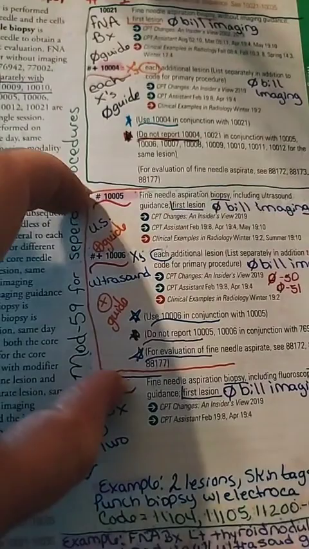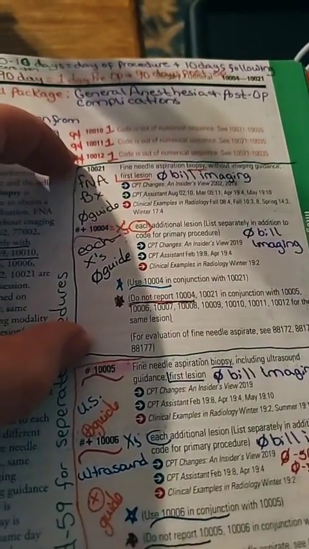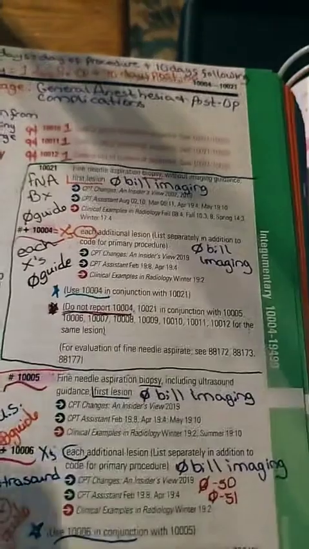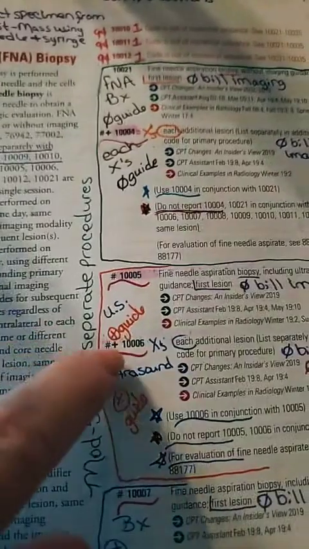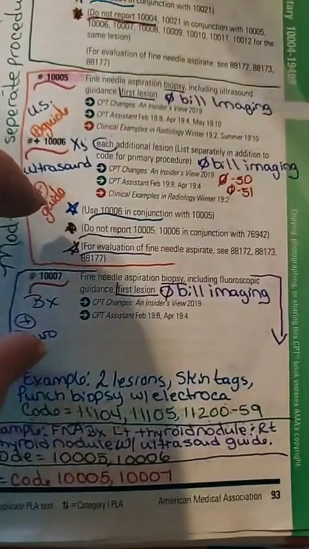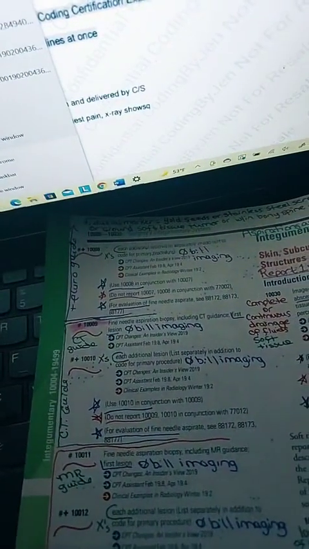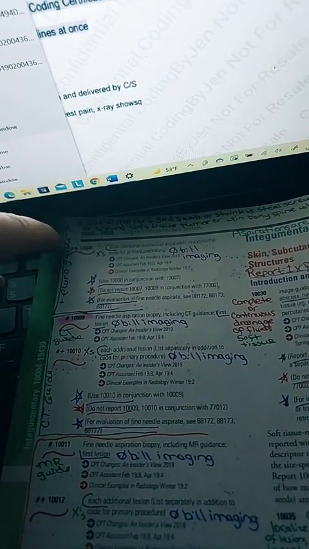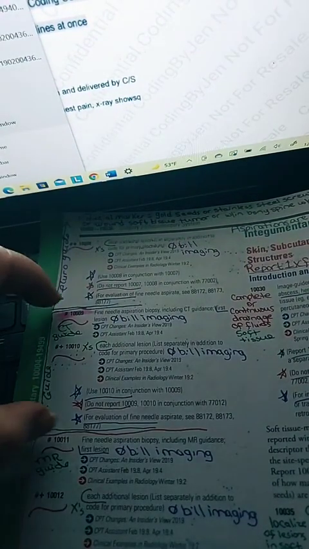This is all ultrasound. This is no guidance whatsoever. No radiology, no nothing. You can't bill any imaging with it either. It comes with ultrasound. This one right here, you don't bill any imaging, and this comes with fluoroscope. The other side is going to be the same thing. This is the second fluoroscope up here. You don't bill imaging with it.